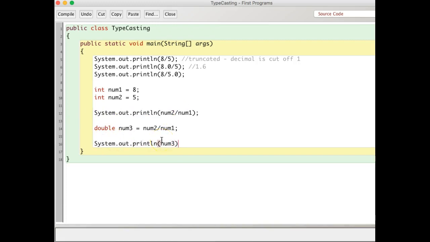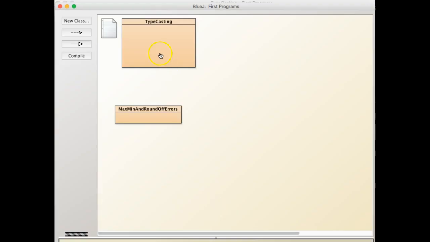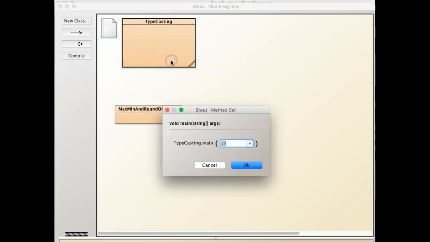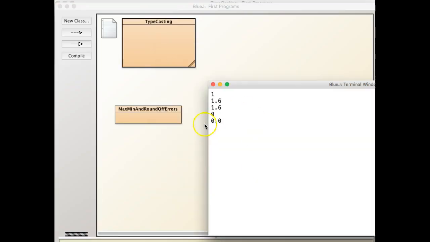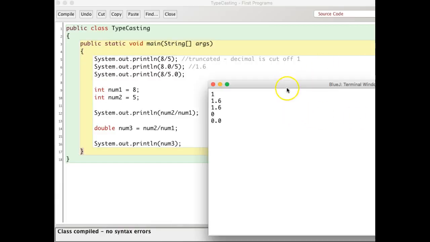I want to print out num3. So what happens here is it does this math, then it stores it in num3. So the answer might not be exactly what you expect. The answer here is now, instead of 0, it's 0.0.